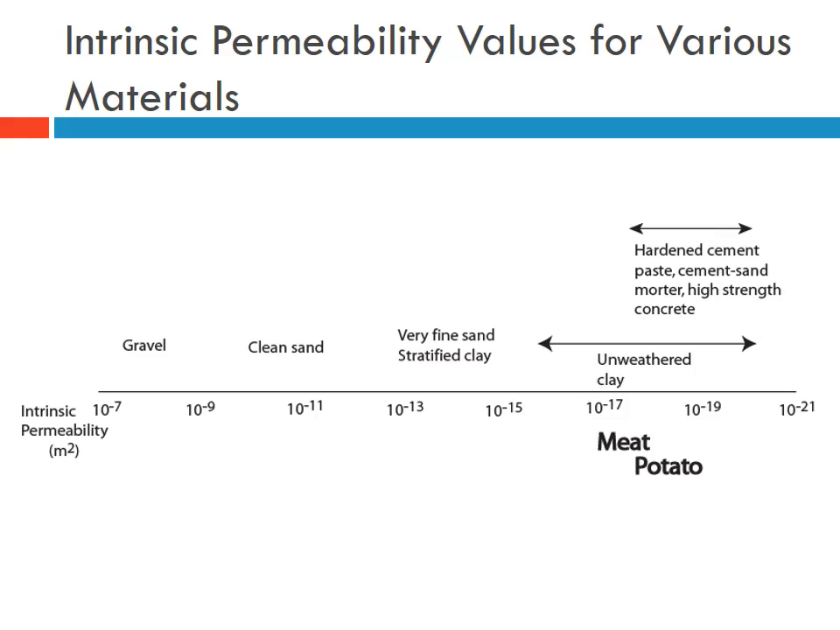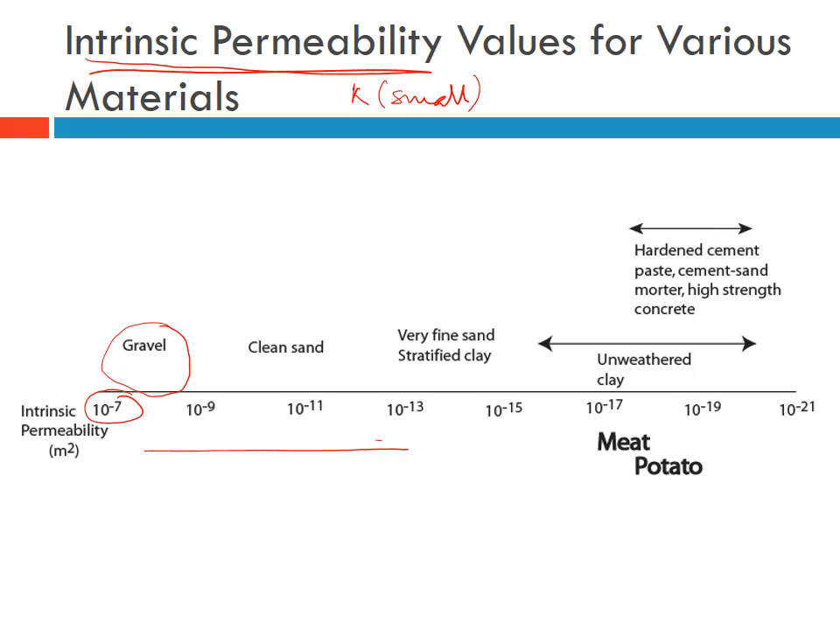So here are some representative values for the intrinsic permeability. That's the K part, the small k. You can see gravel, those things are very porous, so it has the highest intrinsic permeability, and then it drops as you go this way to sand. And things of interest for us is, for example, intrinsic permeability through meat. Now you would wonder, why in the world would I care for intrinsic permeability of fluid through meat?